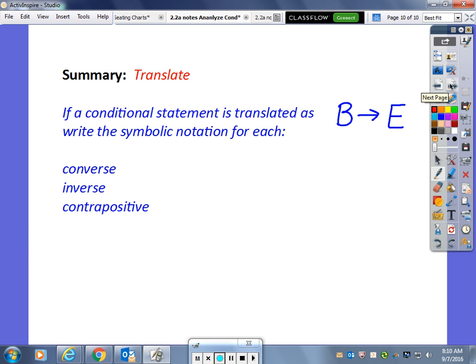This concludes today's lesson. For your summary, what I want you to do is take a conditional statement, just the one right there, B arrow E, and change it into a converse statement, an inverse statement, and a contrapositive statement using symbolic notation, nothing else. That's your summary for today's lesson, and I will see you in class.